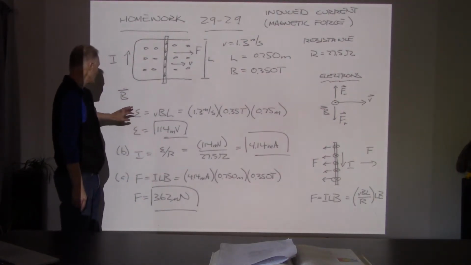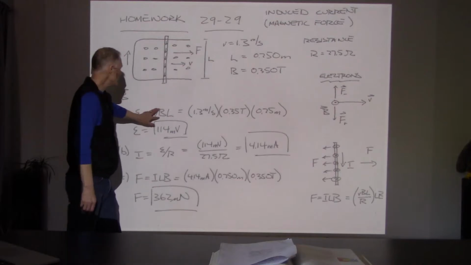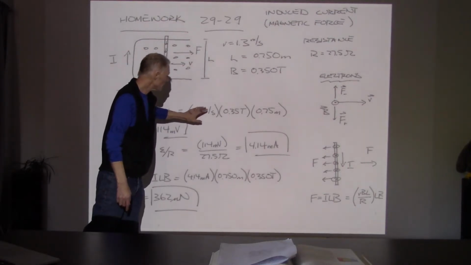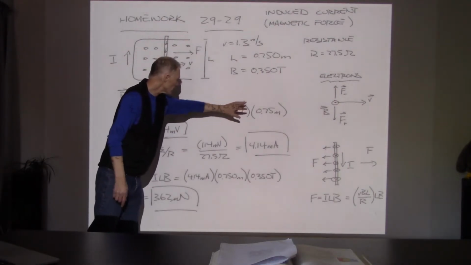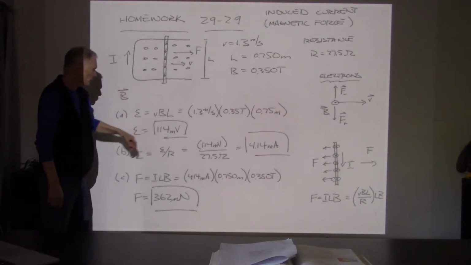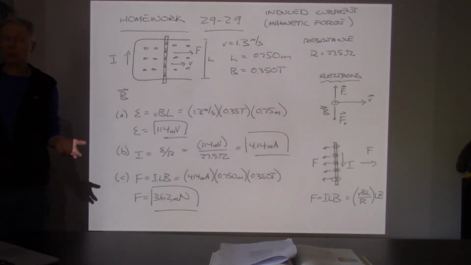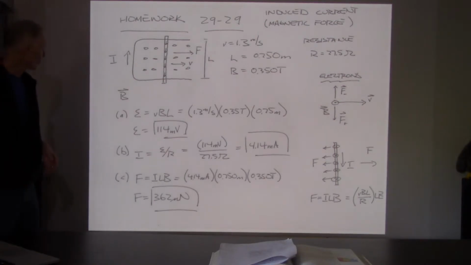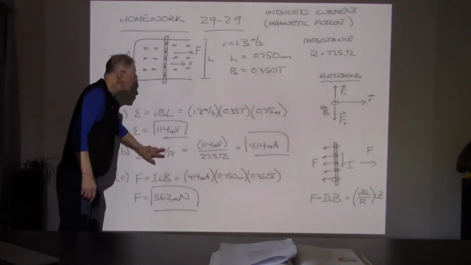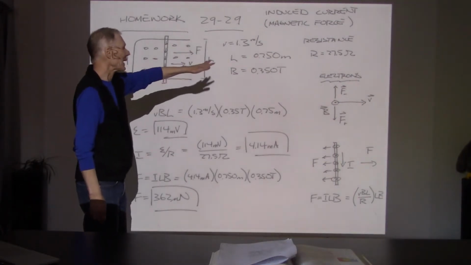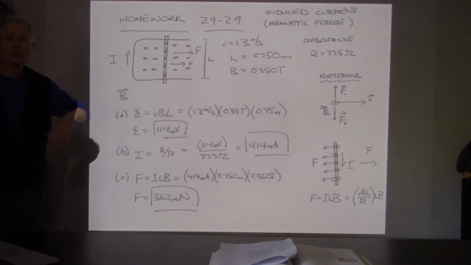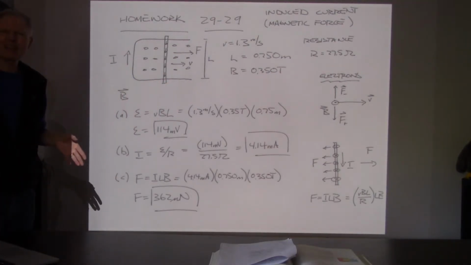So, let's see, the EMF we got, VBL, speed, magnetic field, length, that gave us 114 millivolts of electric potential that we could work from. The current is E over R. Now, in this case, they just flat out told us the resistance, so we didn't have to go back and calculate that.